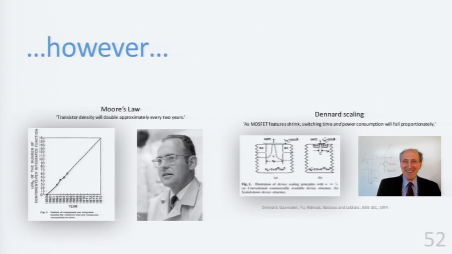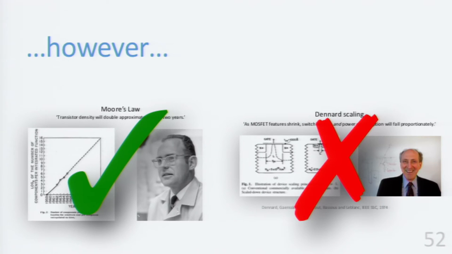Dennard scaling has actually stopped, and as a result, our machines are not, in fact, getting faster. So we're now at a point where we actually have to be smarter about how we implement languages to get the performance that we want. We can't just say there'll be another faster machine on the horizon tomorrow.